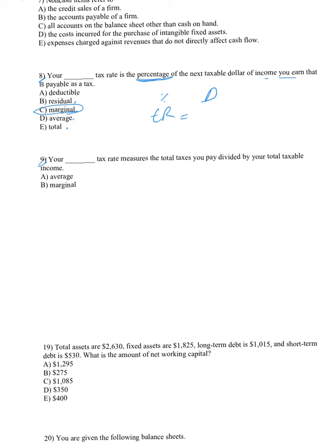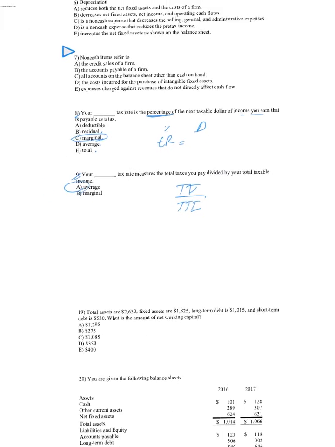Okay, so let's go to another question on taxes. Number 9. Your tax rate measures the total taxes you pay. So it's, let's say, the total tax, TT, divided by your total taxable income. And this is considered to be an average, because you can see that this is a certain mark on a certain bigger mark, so it's definitely going to be considered an average, not a marginal.